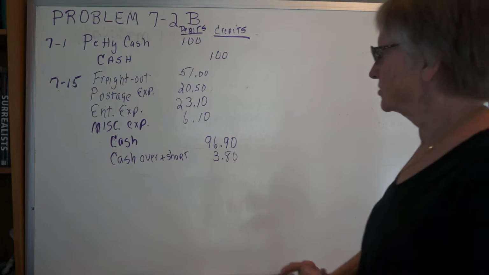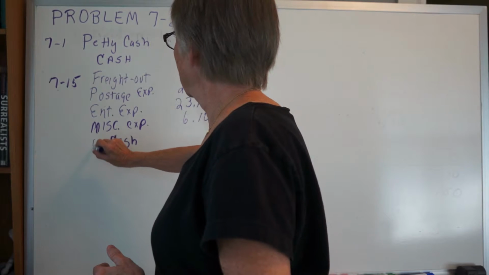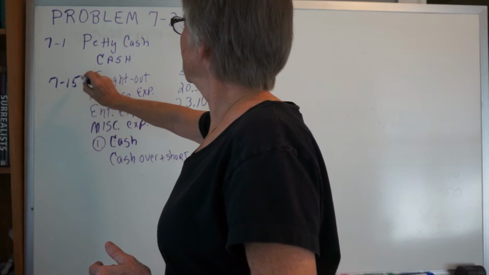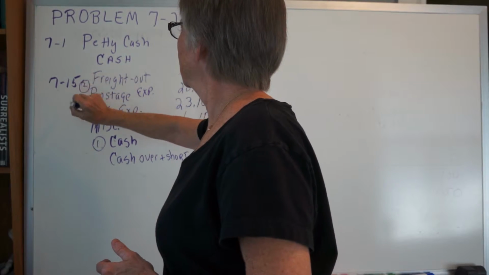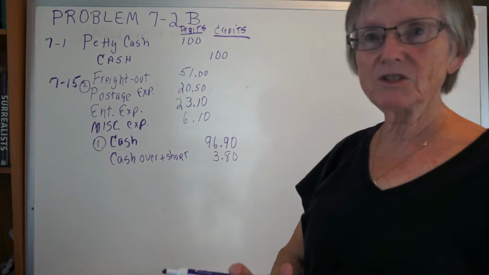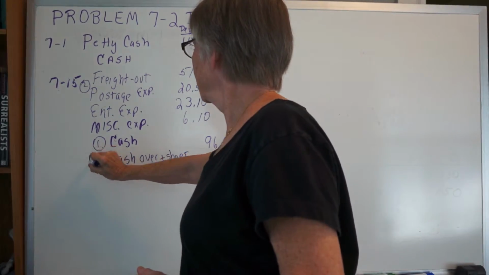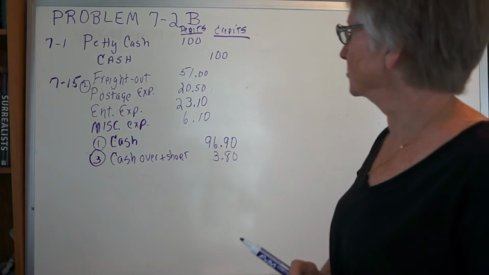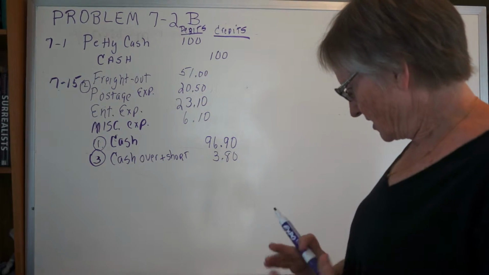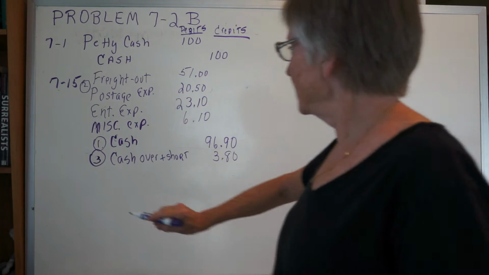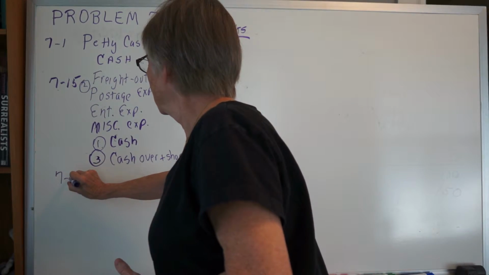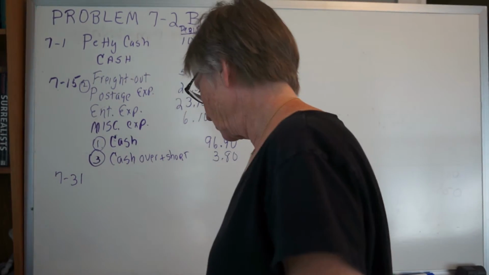So that's why I do it as a 3-step process. Number 1, how much cash do we need? Number 2, add up the receipts. If they are equal, you're done, but if they're not, then you need to use the cash over and short account. Okay, so they replenish again on the 31st, and we can go through the same procedure there.